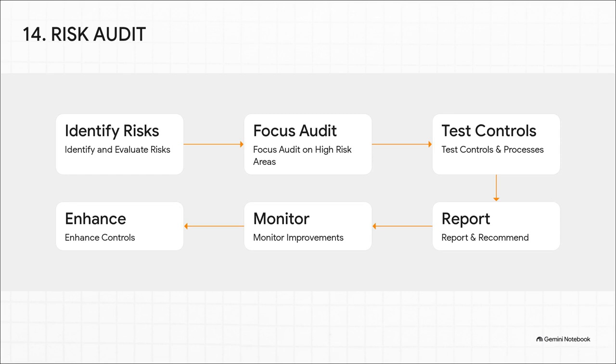And that leads us to this example: risk-based audit using ISO frameworks. It's a complete 7-element flow. Step 1, identify risks. Step 2, evaluate risks. Step 3, focus audit on high-risk areas. Step 4, test controls and processes. Step 5, report and recommend. Step 6, monitor improvements. And Step 7, enhance controls. A highly practical example here is Step 3, focusing audit tests strictly on high-risk areas. This means you skip doing a massive deep dive into the office supply budget and instead focus your limited, valuable audit hours strictly on testing high-risk processes, like offshore vendor wire transfers.